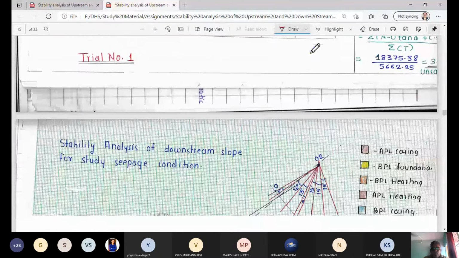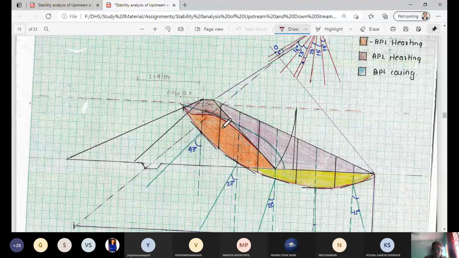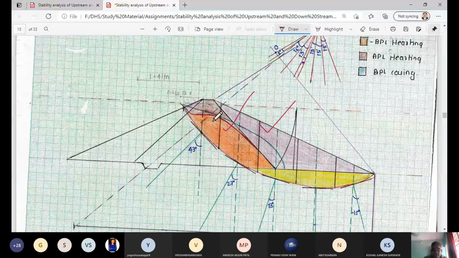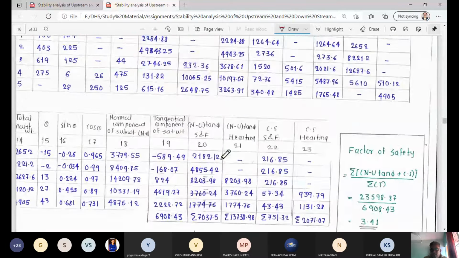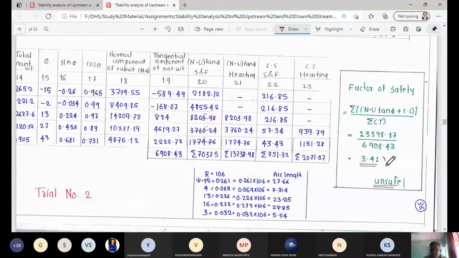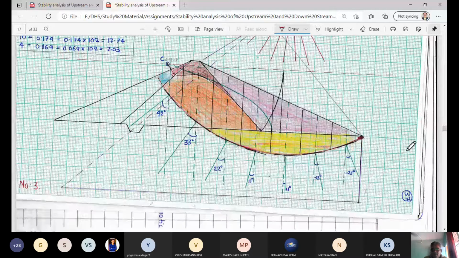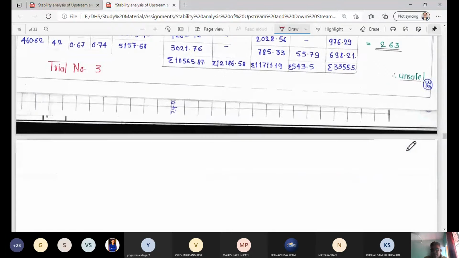This is trial 1. Then we go for trial 2, in a different color so that you can understand, because the properties of this material are different. The portion that lies below the phreatic line, under submergence, you need to consider the submerged weight. Then we get 3.41, again the unsafe part. Then we go for trial 3 according to this Pillines method, and we get 2.63.